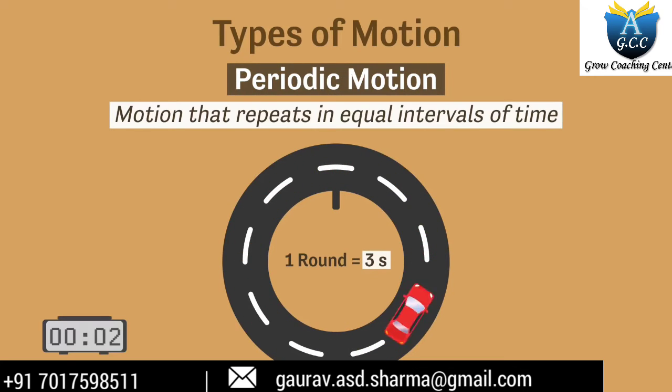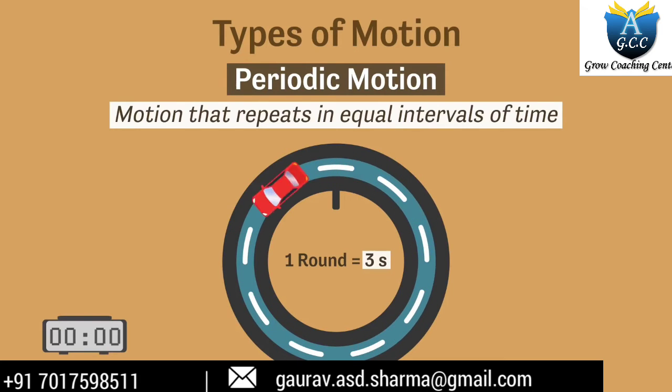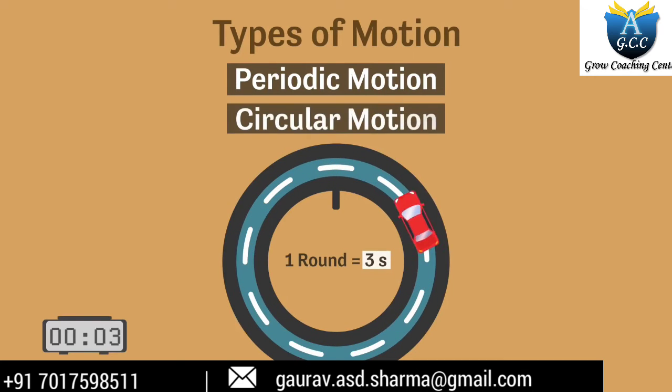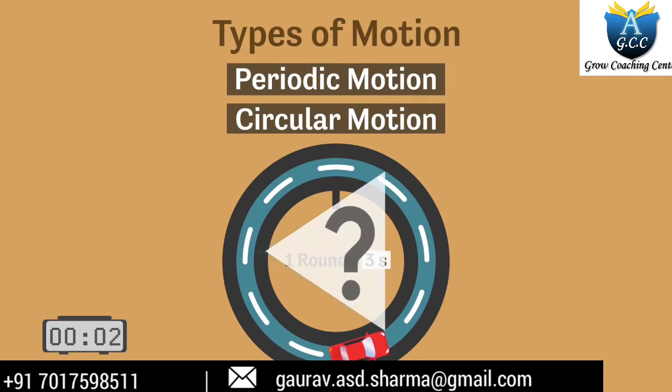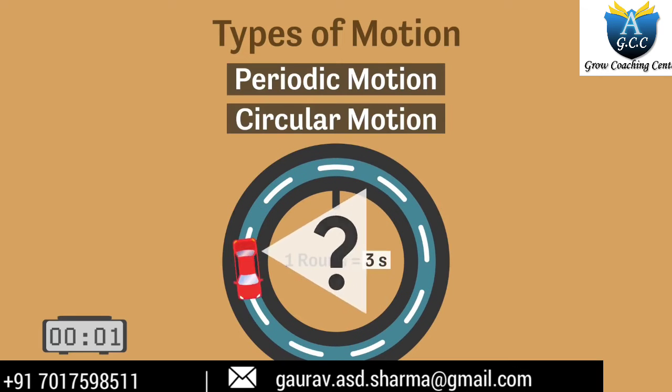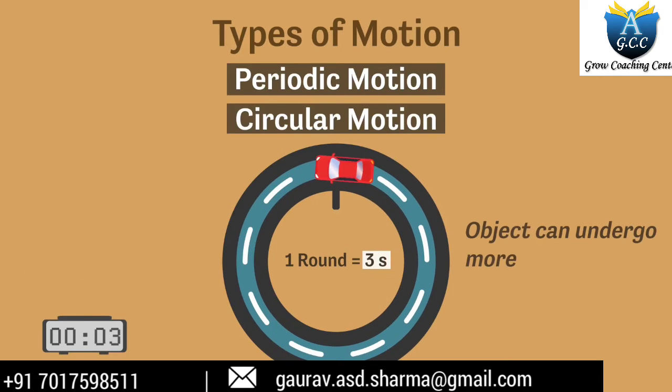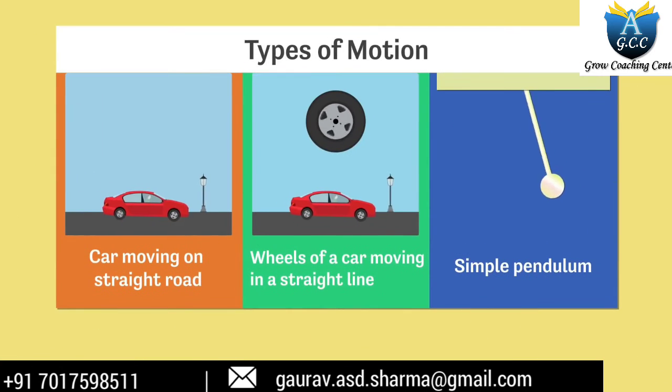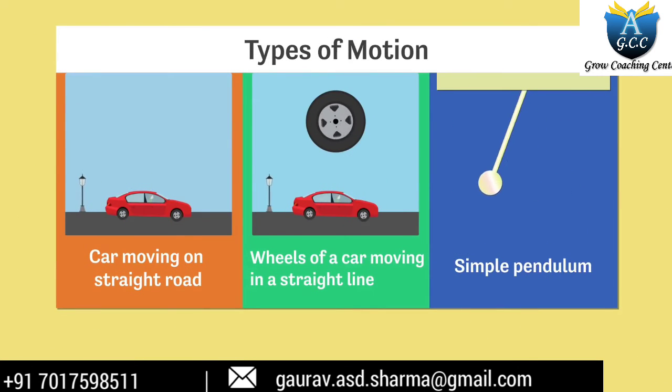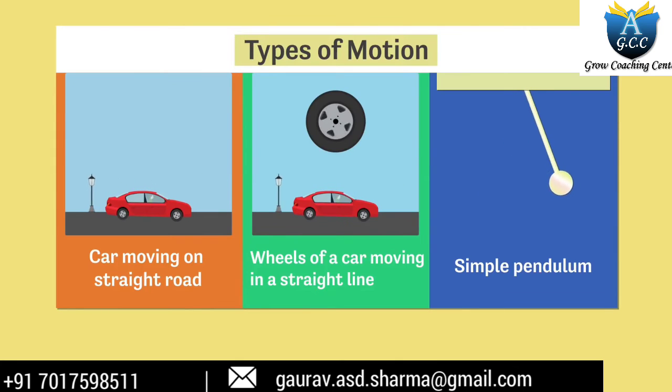But wait a moment. This object is moving along the circumference of a circle. So it is also undergoing circular motion. So what can you conclude from this example? We can say that an object can undergo more than one type of motion at the same time. Here are a few of the examples of motion in our everyday life. Go through them well and tell me what type of motion each one of them represents. And note that one example could also have more than one type of motion.